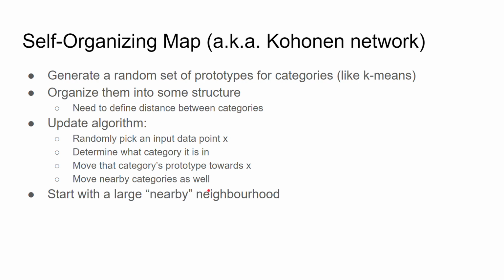We're going to start with a large nearby neighborhood, and then gradually reduce what we mean by nearby. So if I've got categories in a 5x5 grid, and one particular point in the middle of the grid is the prototype that I'm closest to, I will move that point towards x, but I'll also move, say, the 4 neighbors of that point towards x.